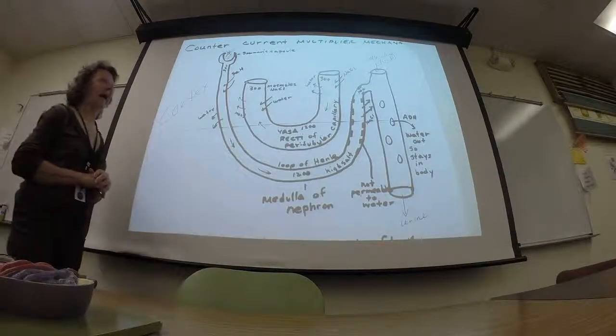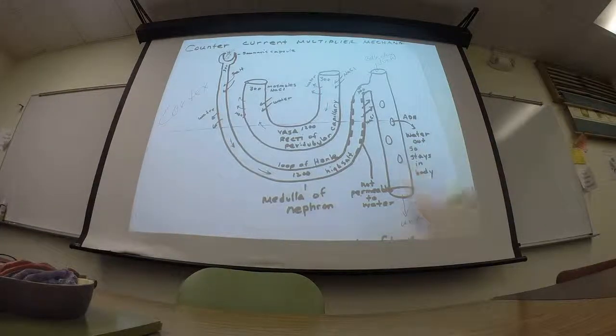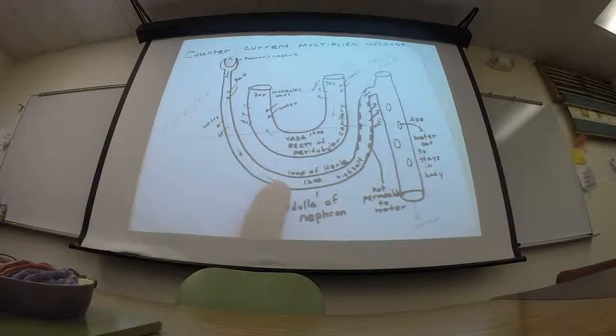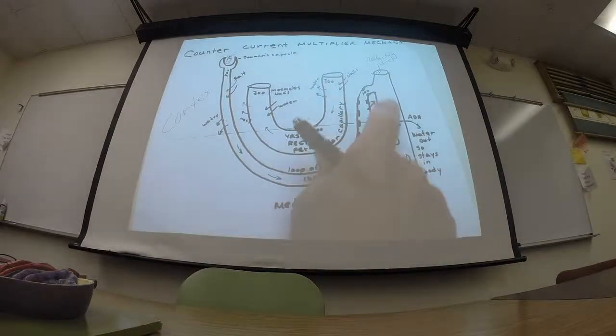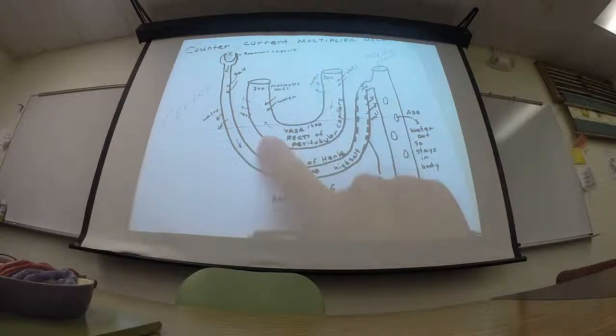Let's look at this paratubular capillary. Now, do you see the arrows in the nephron? This shows you the direction the filtrate is moving, from this end towards the collecting duct. Look in the paratubular capillary at the arrows. You are moving in this direction.